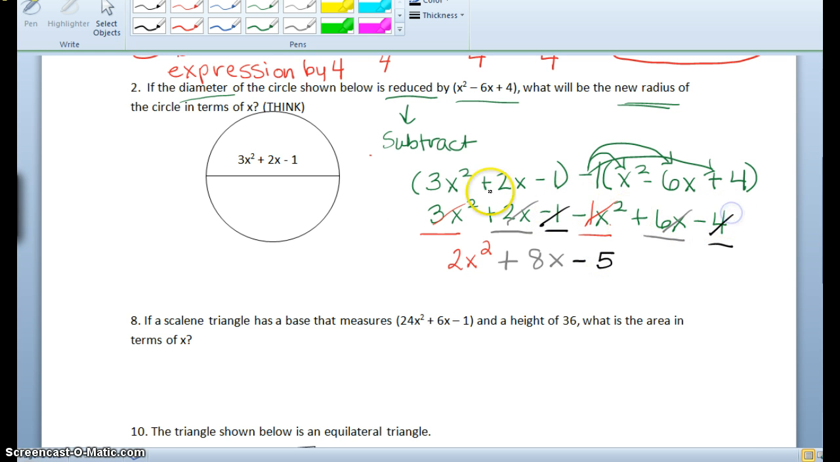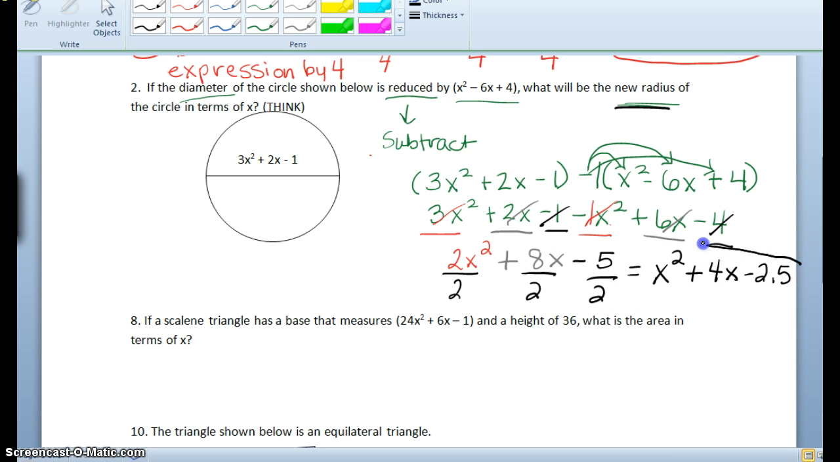So, what we've just done is we have reduced the diameter by this expression. And that gives us the new diameter. But it's not asking us for the new diameter, it's asking us for the new radius. Since the radius is half of the diameter, all we do is divide by 2. 2 divided by 2 is 1, so that gives us x squared. 8 divided by 2 is positive 4x. Negative 5 divided by 2 is negative 2.5.